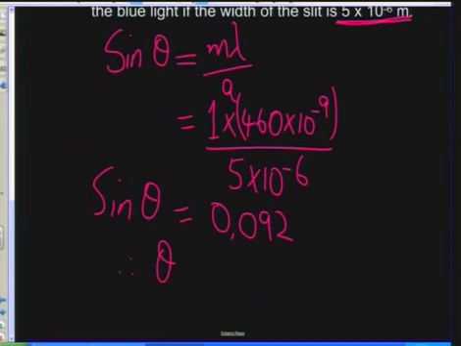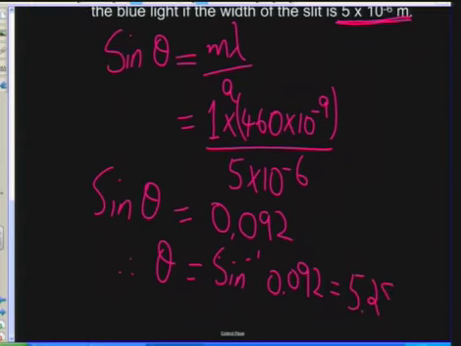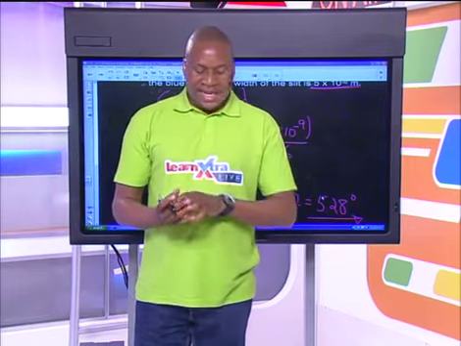What I want is the angle theta, which will be given by the sine inverse of 0.092. Let's work it out here. What do I get? The angle is 5.28 degrees. So theta is equal to 5.28 degrees. That is the position at which we're going to see the first dark band.